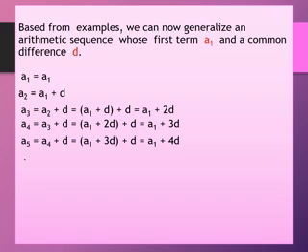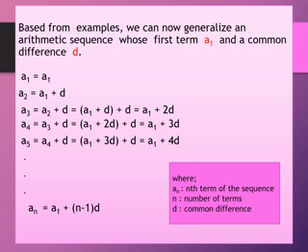In this generalization, we can now say that a sub n is equal to a sub 1 plus n minus 1 times d, where a sub n is the nth term of the sequence, n is the number of terms, and d is the common difference.